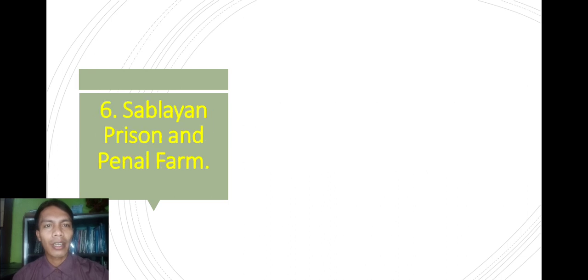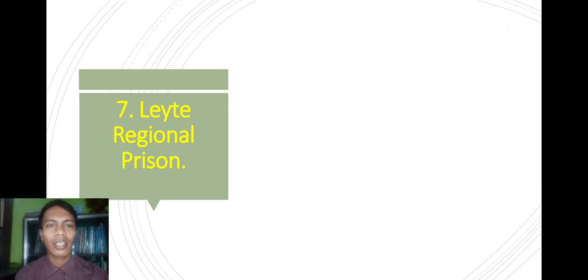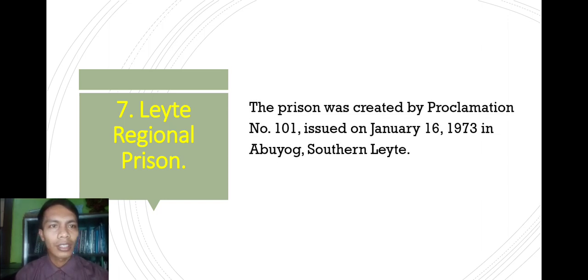Then next we have the Sablayan Prison and Penal Farm, located in Occidental Mindoro. The prison and penal farm was opened through Proclamation number 72 issued on September 26, 1994 in Occidental Mindoro. The last one is the Leyte Regional Prison. The prison was created through Proclamation number 101 issued on January 16, 1973 in Abuyog, Southern Leyte.